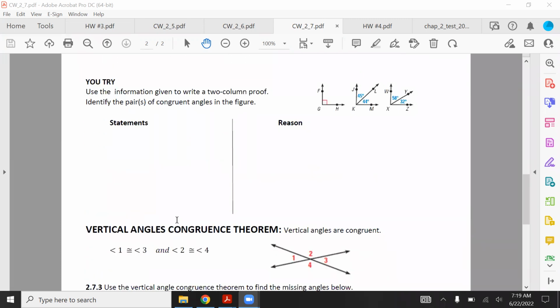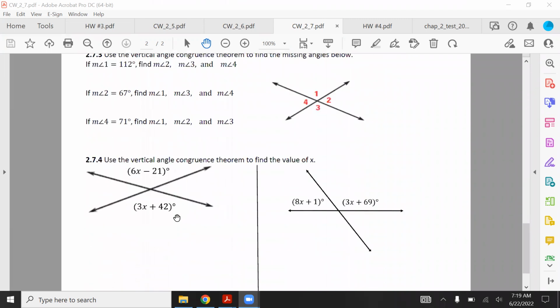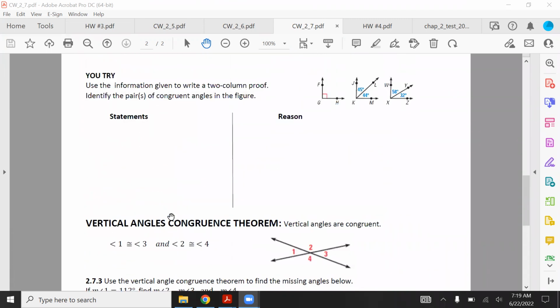So what I'll do is I'll partially fill out this one, and then you fill out the rest. So you talk it out, obviously.